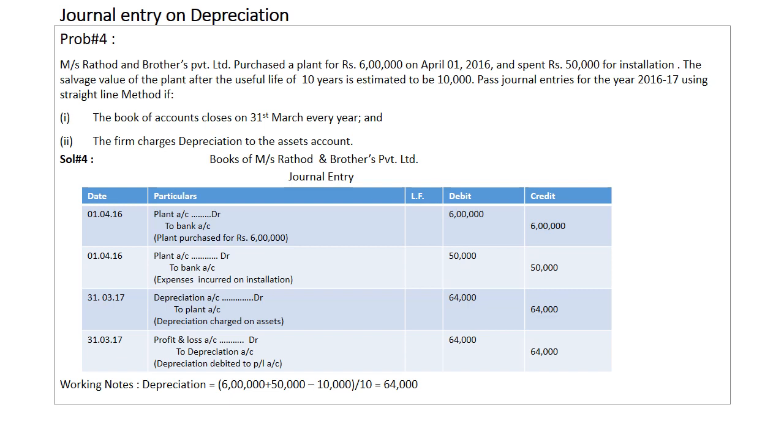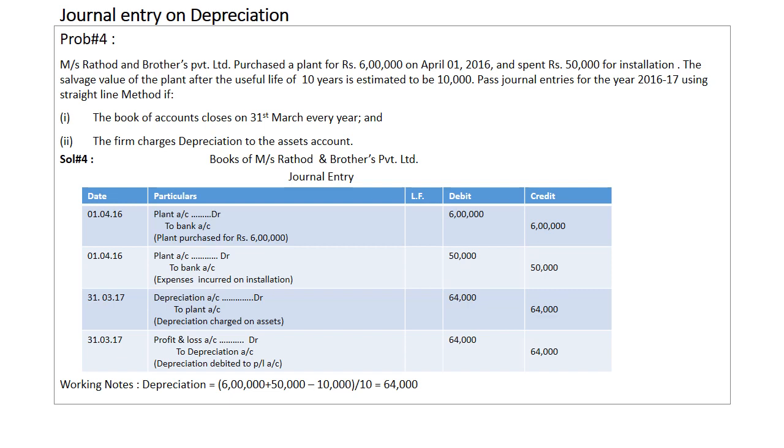Journal entry on depreciation. Mr. Rathod and Brothers Private Limited purchased a plant for rupees 6 lakh on 1st April 2016 and spent rupees 50,000 for installation. The salvage value of the plant after the useful life of 10 years is estimated to be 10,000. Pass journal entries for the year 2016-17 using straight line method.